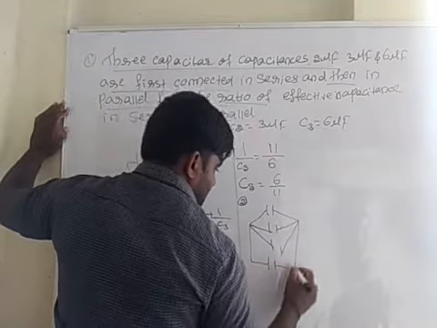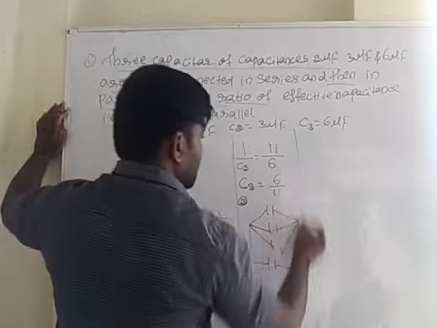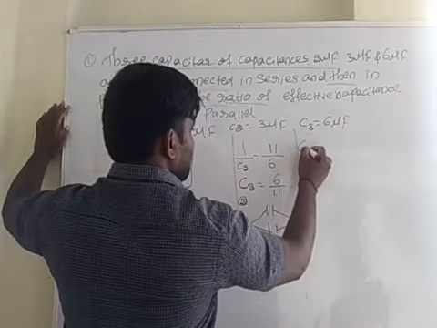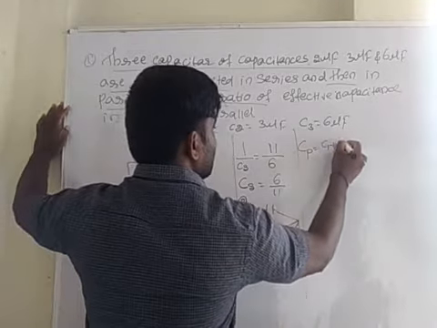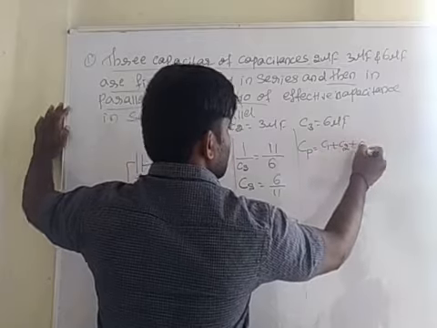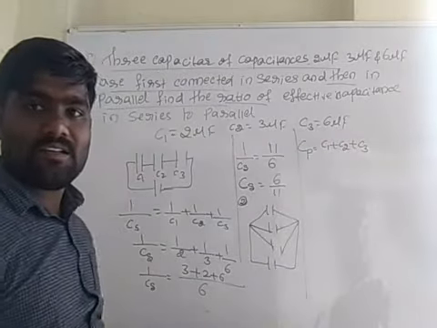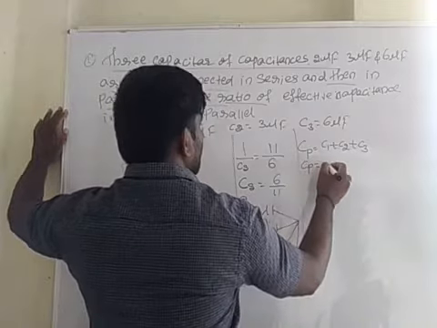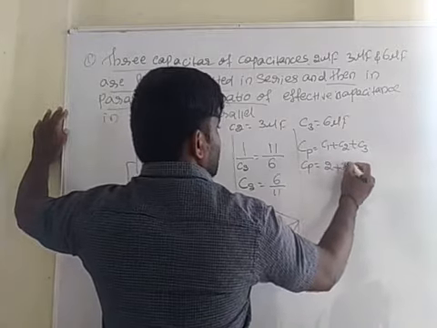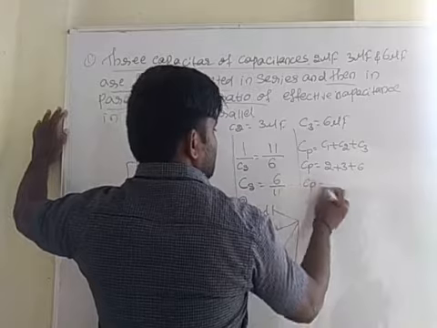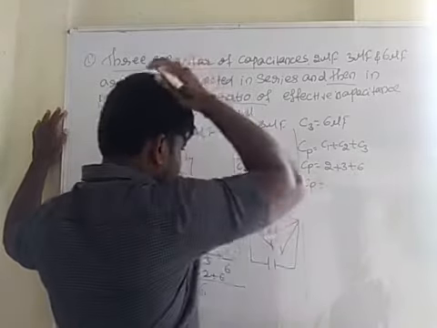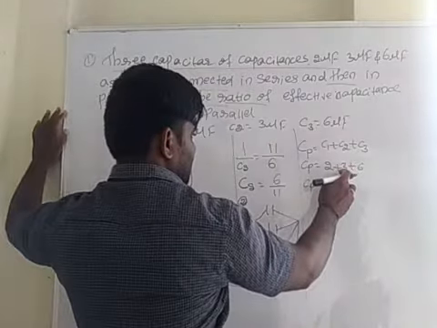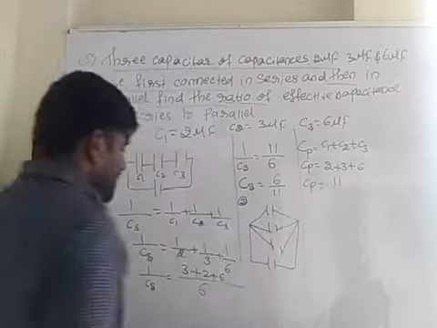Then what is our equation? It will be C parallel is equal to C1 plus C2 plus C3. Okay, C1 plus C2 plus C3. This CP is equal to 2 plus 3 plus 6. So this CP is equal to, 6 plus 3 is 9, 9 plus 2 is 11.